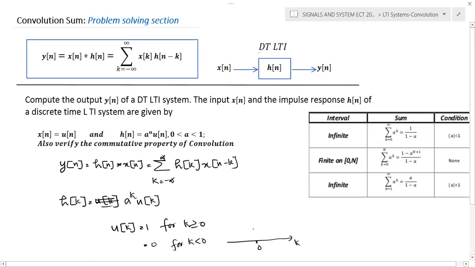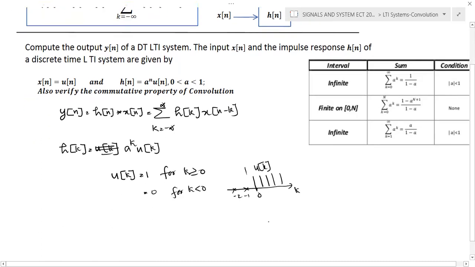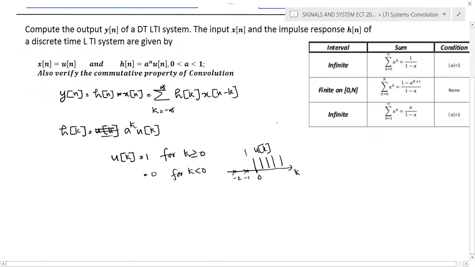At k equal to 0, from 0 onwards, the function magnitude is 1. For negative values, minus 2, minus 1, it's 0. That is u of k. Now for the second signal, we need to write x of n minus k. x of n is u of n, so x of n minus k means you need to write u of n minus k. u of n minus k is equal to 1 for n minus k greater than or equal to 0, or minus k greater than or equal to minus n. And if you write in terms of k, it becomes k less than or equal to n.